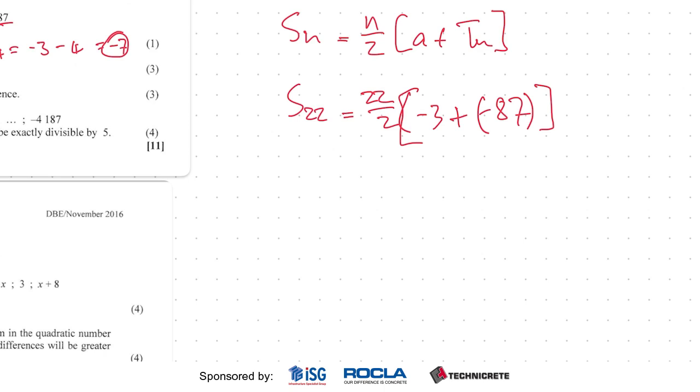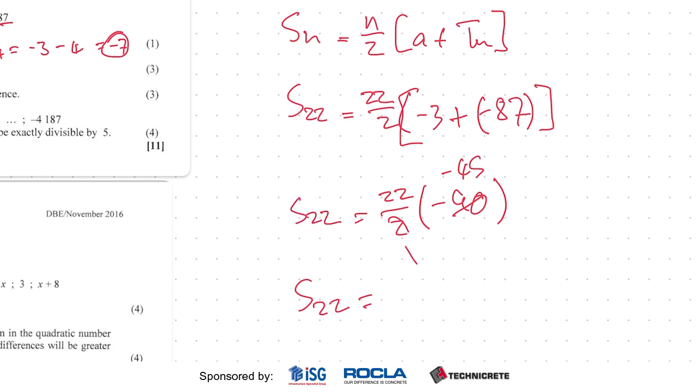So we can do it together. Inside we have negative 90, times 22 over 2. That's negative 45 times 22. You can use your calculator to say 22 times negative 45, and you get negative 990. And that's the answer. Okay.